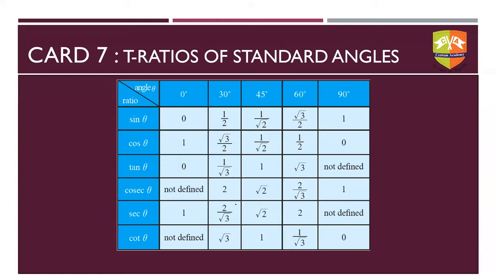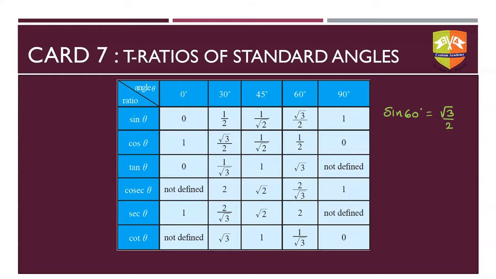And this is the standard table. You must know it, and there are no questions related to proving how you get it. I have never seen that question. But if someone asks you to prove that sine 60 is root 3 by 2, how many of you will be able to do it?